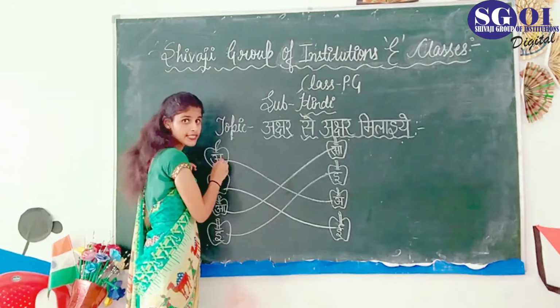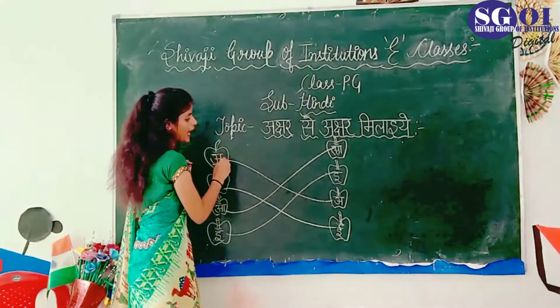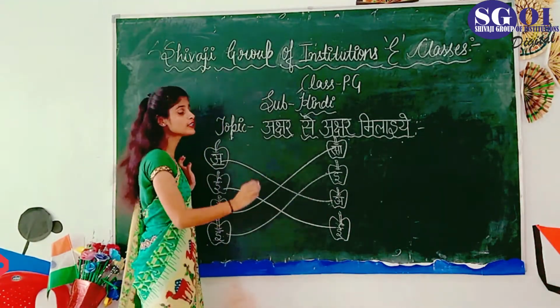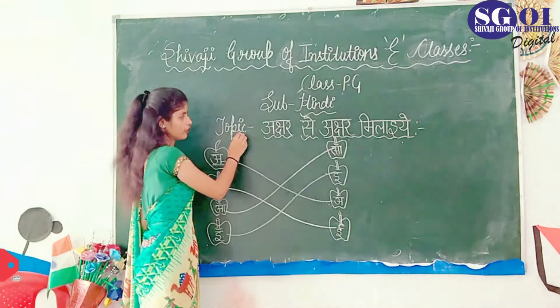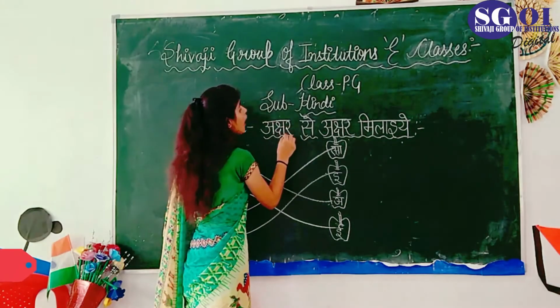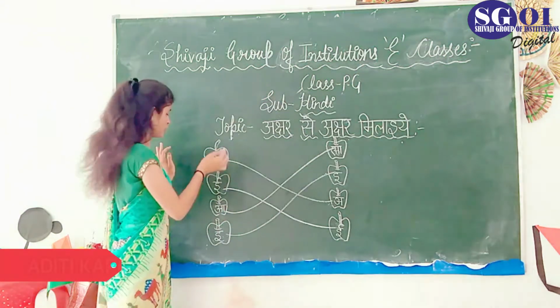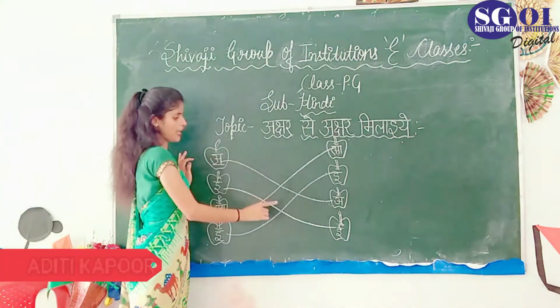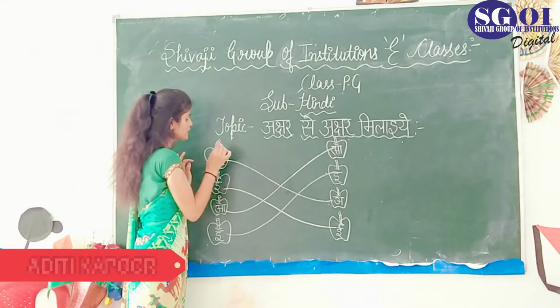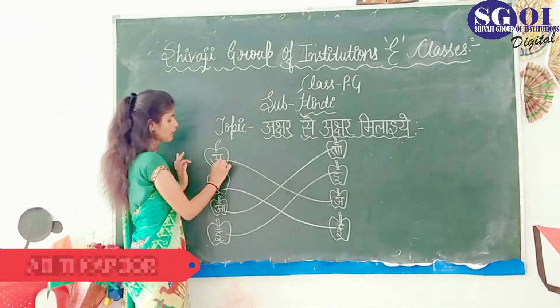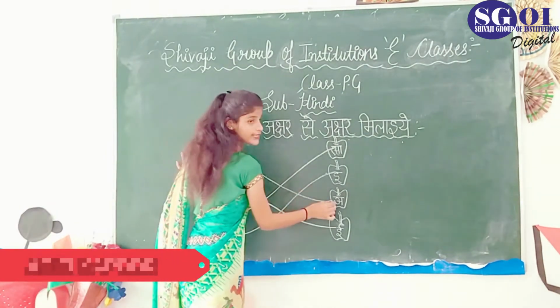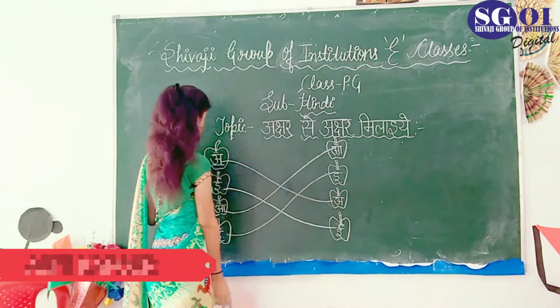Now once again I repeat it. This is छोटे आ से अनार. So we have to match छोटे आ से अनार, because see, what is the topic? The topic is अक्षर से अक्षर मिलाइए. हमें अक्षर से अक्षर मिलाना है. So we will match this. छोटे आ से अनार को छोटे आ से अनार से मिलाएंगे.